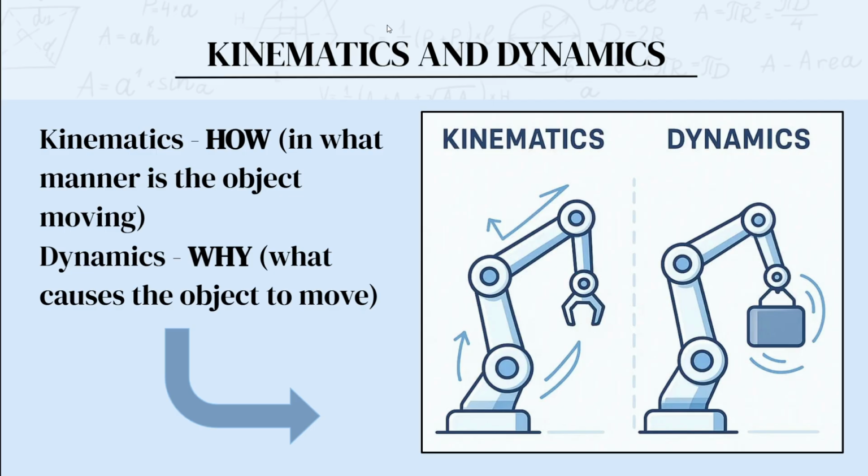So on the side right here, we have a model showing the kinematics versus the dynamics of this robot. As you can see on the left, we're seeing how the robot is moving. Is it rotating? Is it moving up or down? Whereas on the right, we can see the force that is influencing the robot to move in a certain manner. So the weight it seems to be holding would cause it to have some stress, pulling it downward.